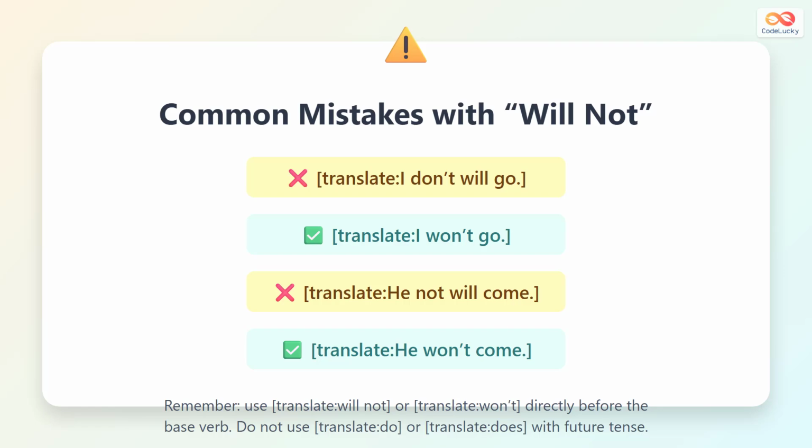Many learners make mistakes when forming the future negative. For example, they might say, I don't will go. That is wrong. The correct form is I won't go. Another mistake is he not will come. The correct sentence is he won't come. Remember, in the simple future tense, we only use will not or won't before the main verb and never use do or does.